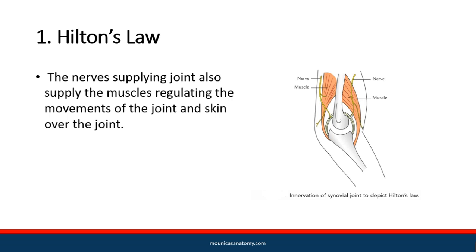According to Hilton's law, the nerves supplying the joint also supply the muscles that regulate the movements of this joint and also the skin that is present over this joint.